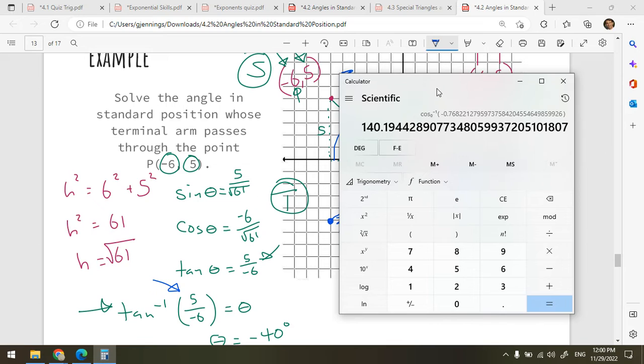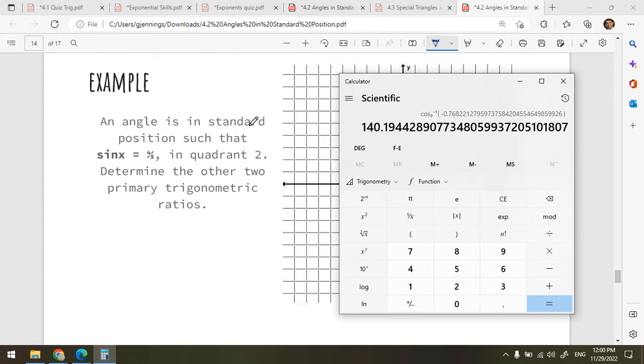Okay? And there's always going to be one and exactly one other angle that will have the same thing because of the CAST rule. They're both going to be positive in 2 quadrants and negative in 2 quadrants. Let's keep going. Let's look at the next example.